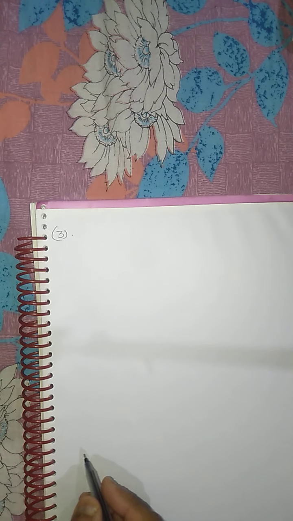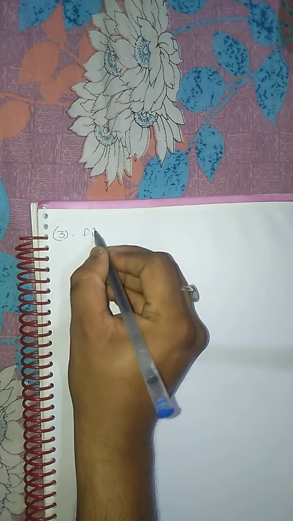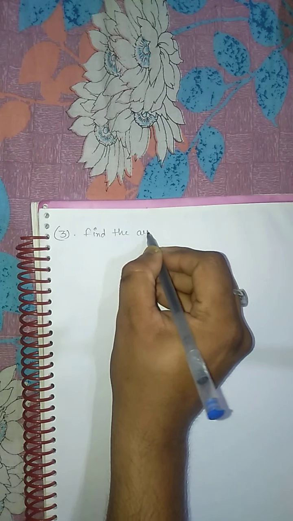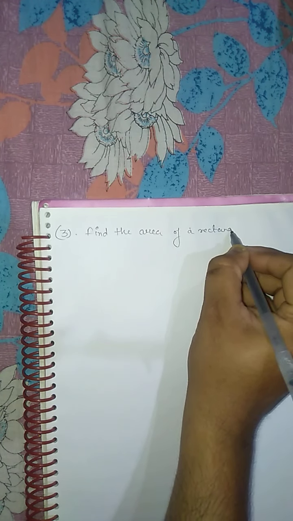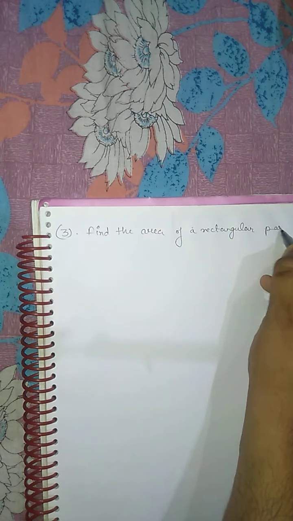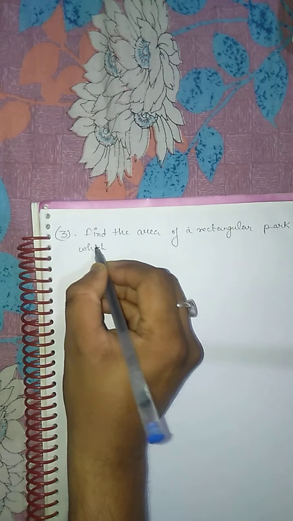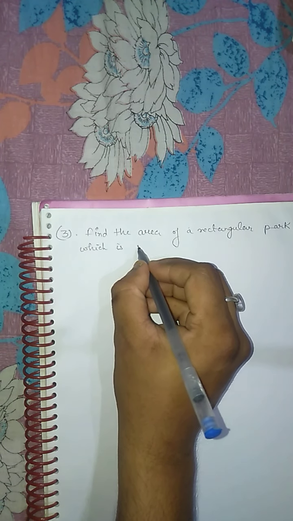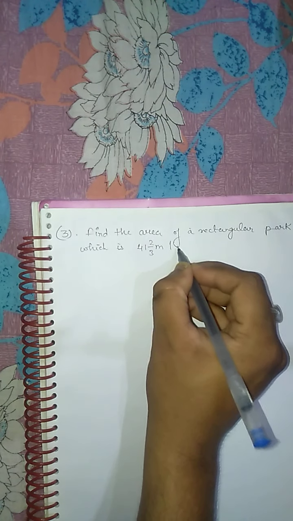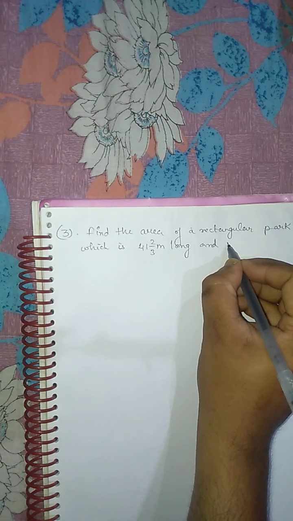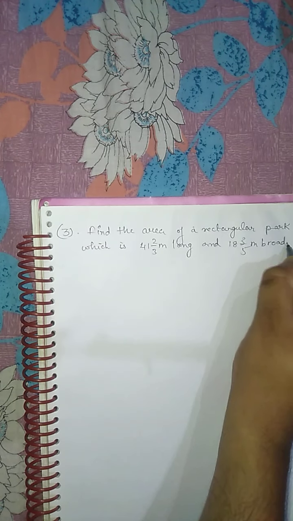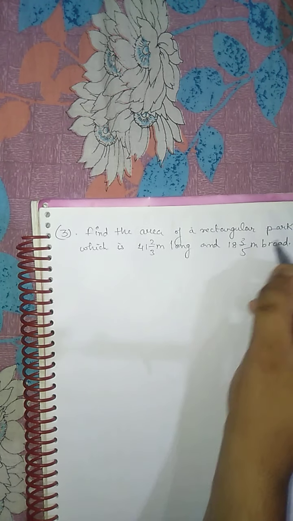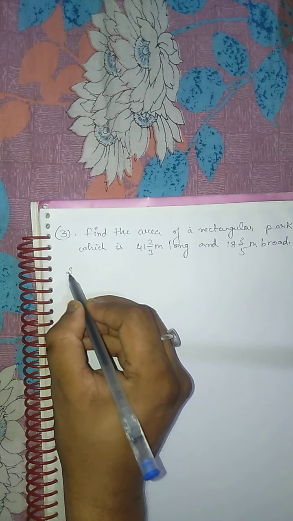Next question is, find the area of a rectangular park which is 41 whole 2 by 3 meter long and 18 whole 3 by 5 meter broad. Clear? Now solution.